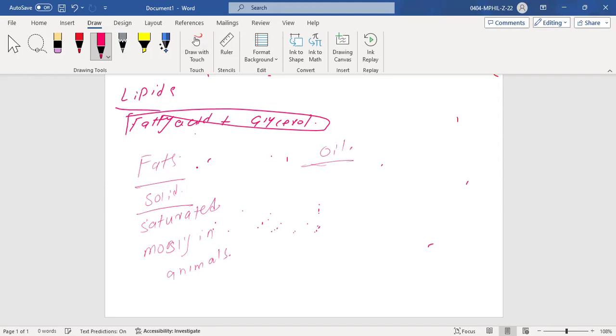So let's talk about oil. Oil would be unsaturated liquid. So yes, it is unsaturated. We will understand it more when we discuss its structure as well. Where it is present, mostly it is present in plants. Remember. So this is what about lipids. We have divided it into two main types: one is fats, another is oil.